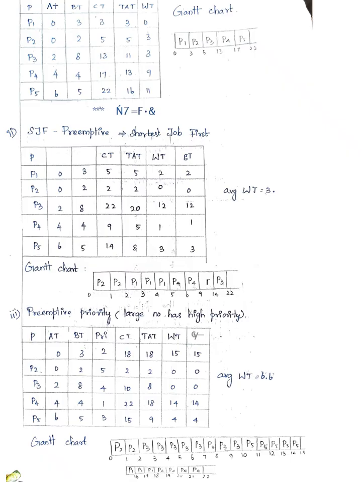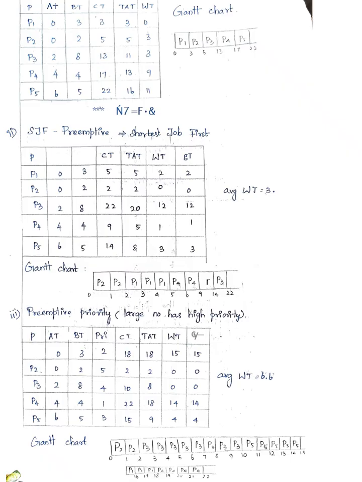Shortest job. What is meant by shortest job? The process which will complete in a short span of time, we take it as the shortest job for scheduling. Here in the burst time, which has the shortest job? 3, 2, 8, 4, 5 is there. So here 2 is the shortest job.